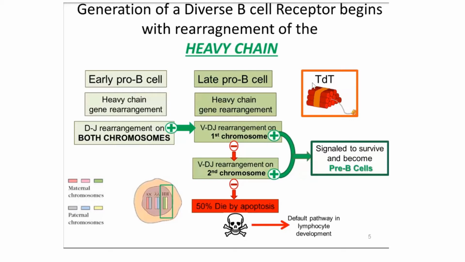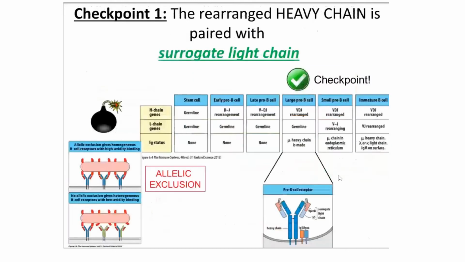But this happens on the heavy chain, and only on the heavy chain, really. So this is where you get in these N nucleotides that explode diversity at this stage, okay? All right, so we rearranged a chromosome, we got a functional heavy chain, it's got some N nucleotides. It's now going to go from being a late pro-B cell to a pre-B cell. And this is a really important stage.